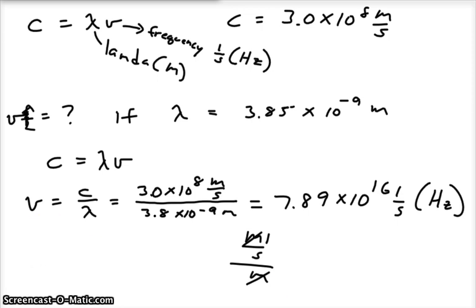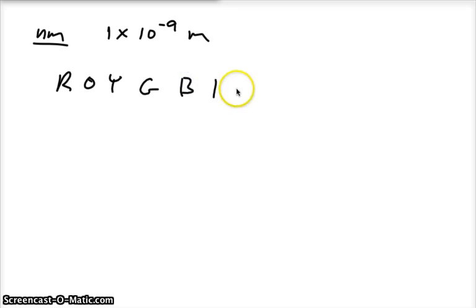So that's one example. I want to tell you about nanometers, because that's going to come into play as well. A nanometer. And so the prefix nano means 1 billionth, so it's 1 times 10 to the negative ninth of a meter. The reason why nanometers are important is because in our visible spectrum, our Roy G. Biv, we measure those in nanometers.